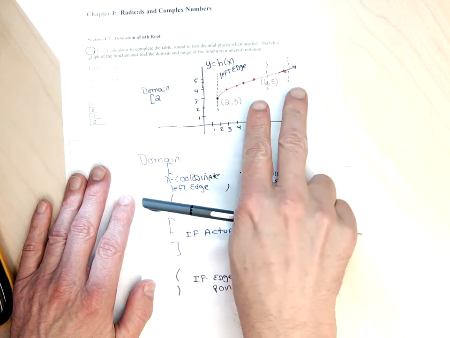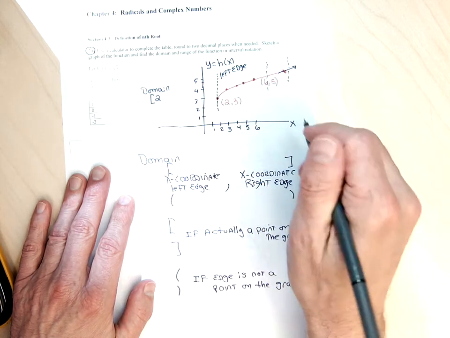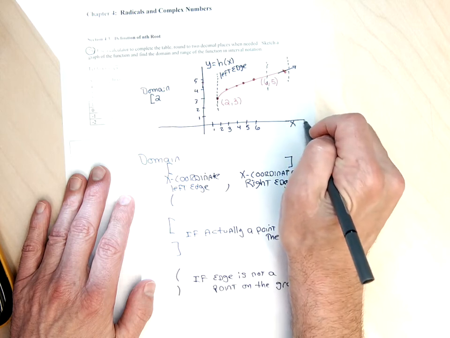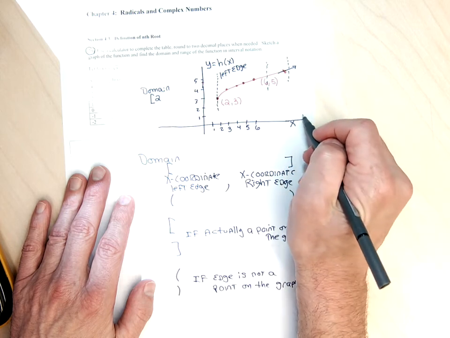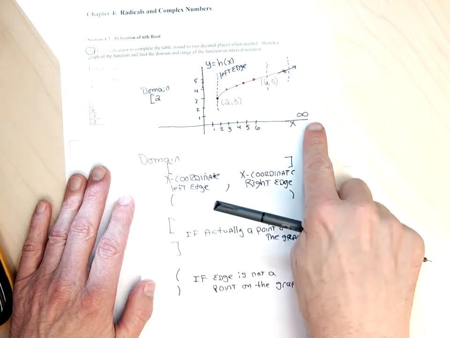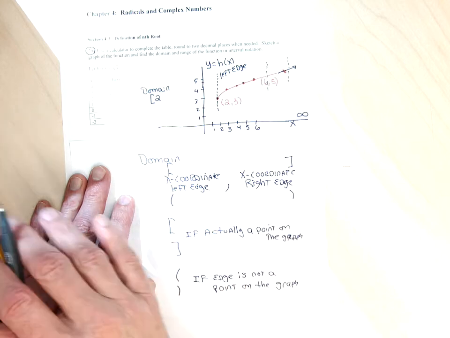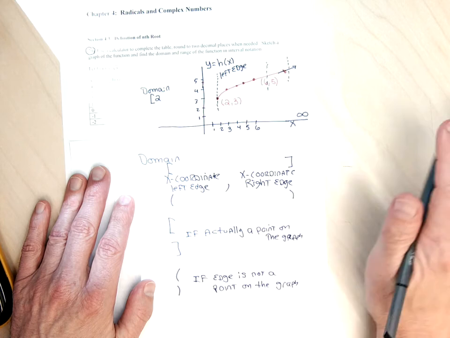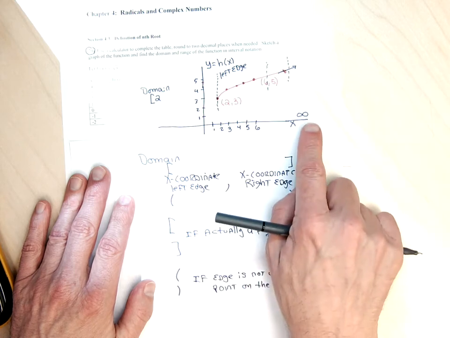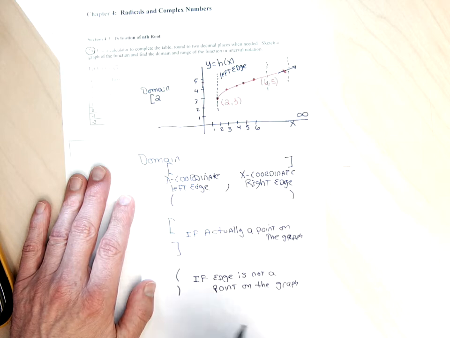There really isn't a right edge of the graph because the graph goes up and to the right forever, which means the graph goes all the way out to the right edge of the x-axis, and the right edge of the x-axis has an x-coordinate of infinity. It's not a point on the graph, but there isn't a right edge of the graph. When the graph goes all the way to the far right edge of the x-axis, we say the x-coordinate of the right edge is infinity, and that's not actually a point on the graph, so it gets round parentheses.